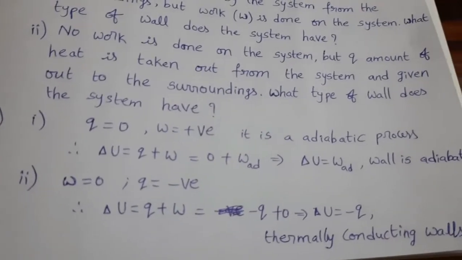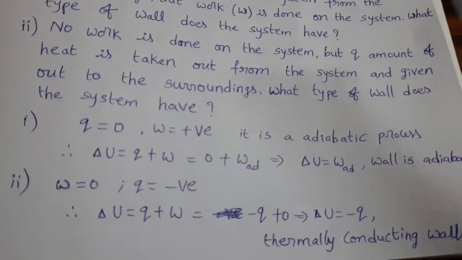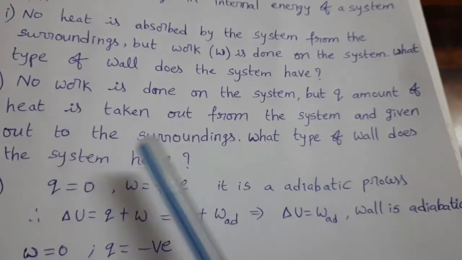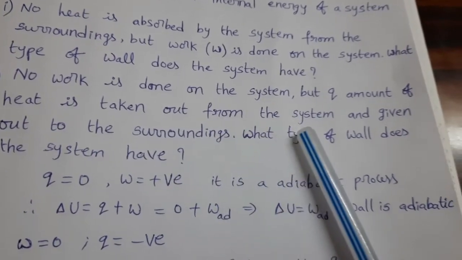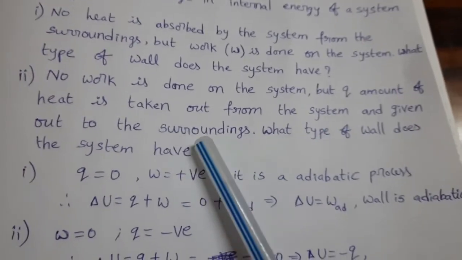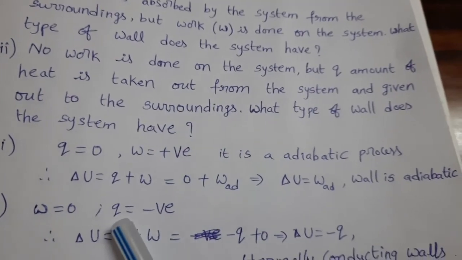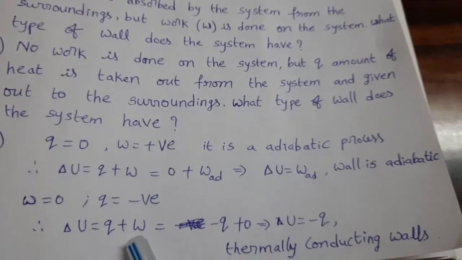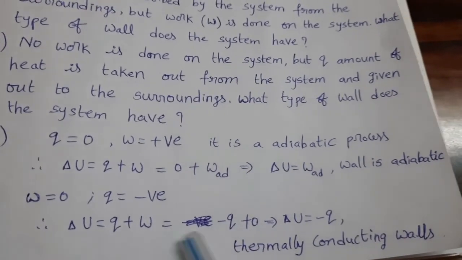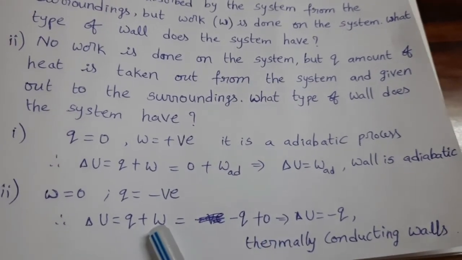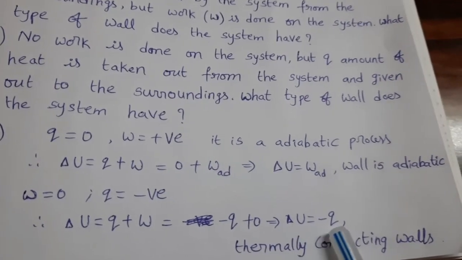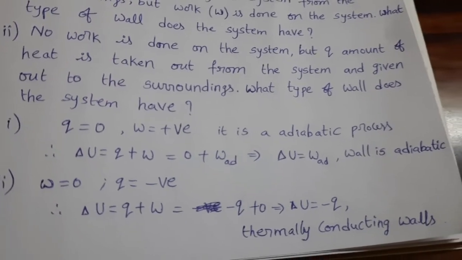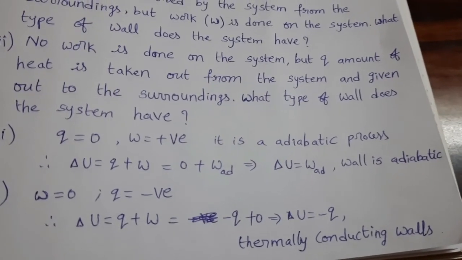See, here also no work, W equal to 0 and Q amount of heat is taken out from the system and given out to the surroundings. That means Q is negative. So delta U equal to Q plus W. Here Q means minus Q, W means 0. Delta U equal to minus Q. So thermally conducting walls. Heat transfer between system and surroundings.